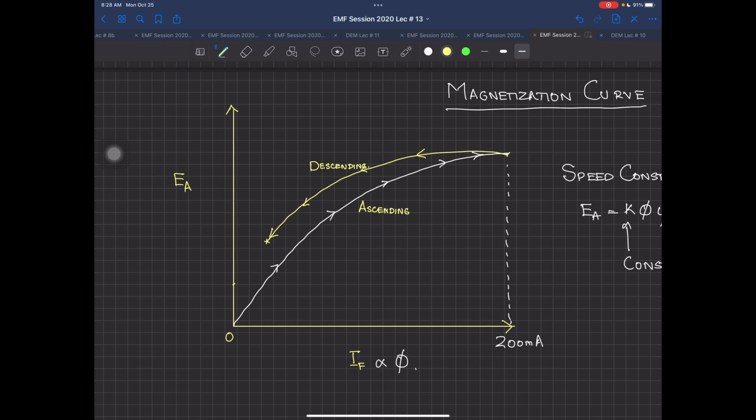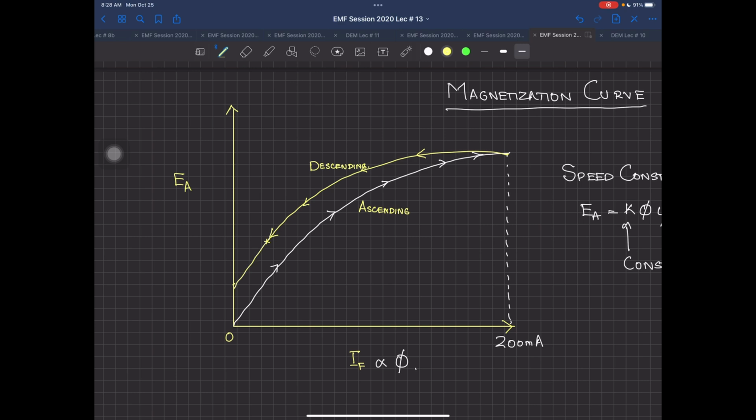Any question? Field current cannot be made 0 in a shunt motor or shunt generator. How can you make the field current equal to 0? Because if you make field current equal to 0, it means you have effectively taken the magnetism out of it. The only one where you can do that is a separately excited machine. For separately excited, you can go up to this point over here.